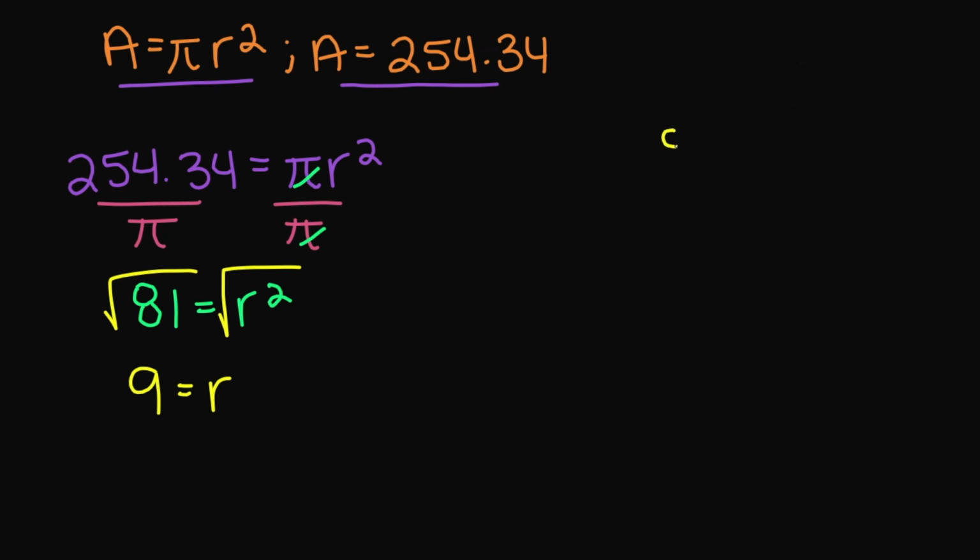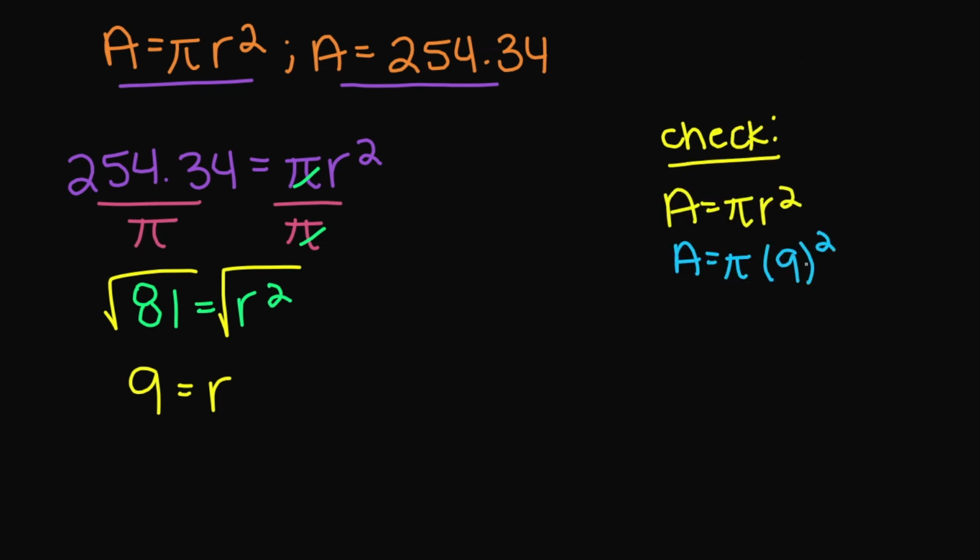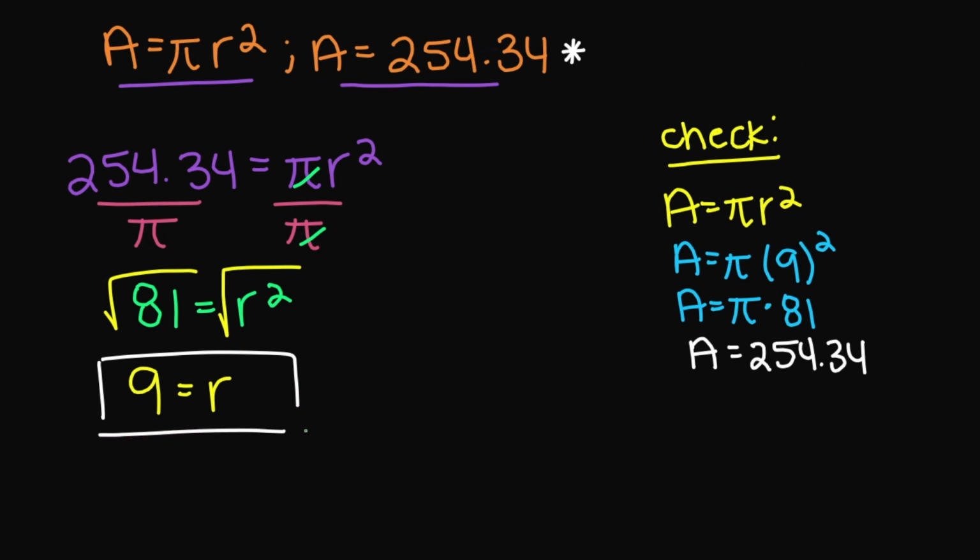And if I want to check my answer, let's check. A equals pi times 9 squared because 9 is your radius. So you're going to get A equals pi times 9 squared. This is going to be 81. And when you multiply 81 times pi, you are going to get 254.34 as your answer. And since I did get the same area here as my answer, then that lets me know that my radius of 9 is the correct answer.